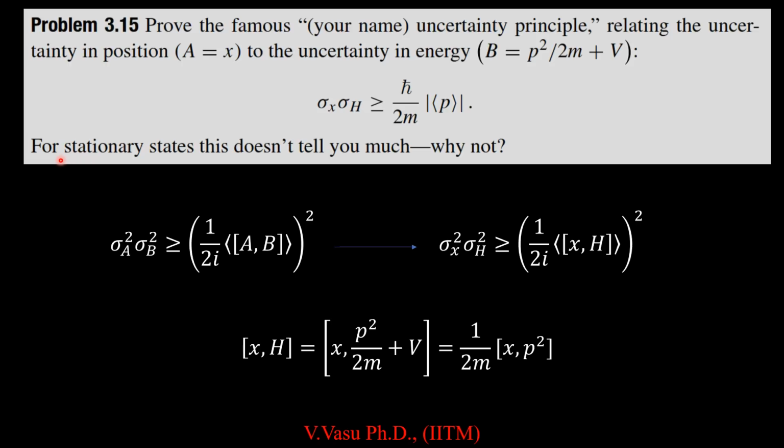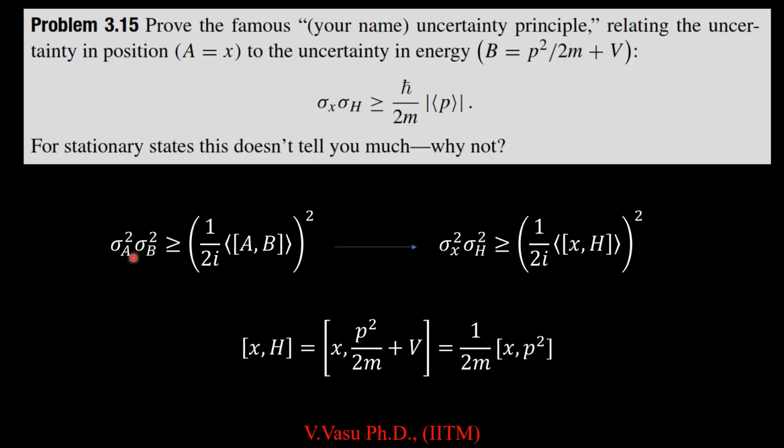And another question: for the stationary state, this does not tell you much. Why not? So we have to answer this question. First, we have to prove this, and we have to answer this question. First, let us prove that sigma x sigma H is equal to or greater than h cross over 2m modulus of the expectation value of p.